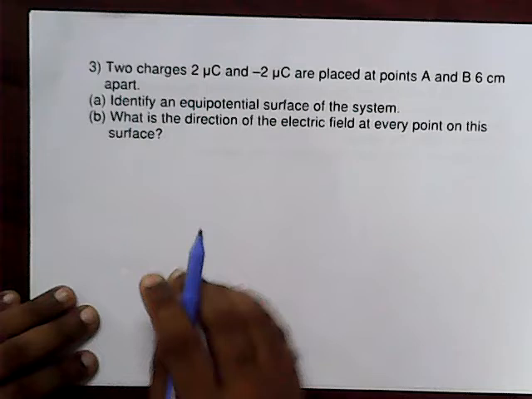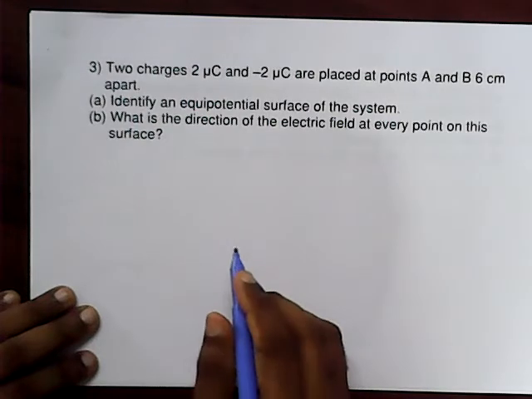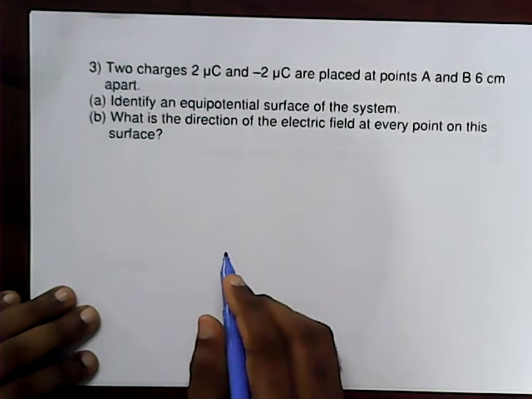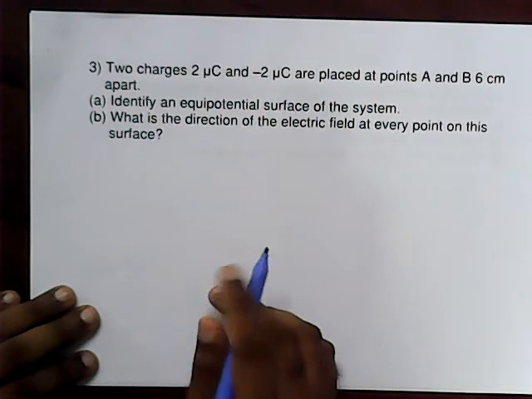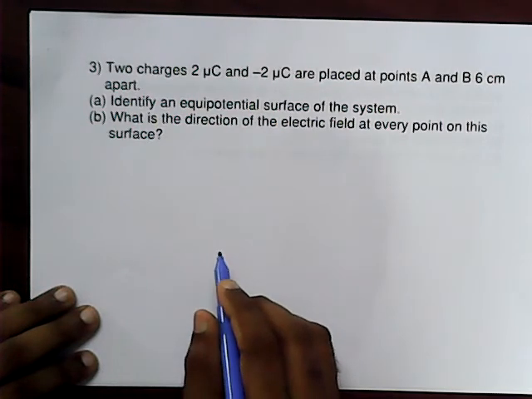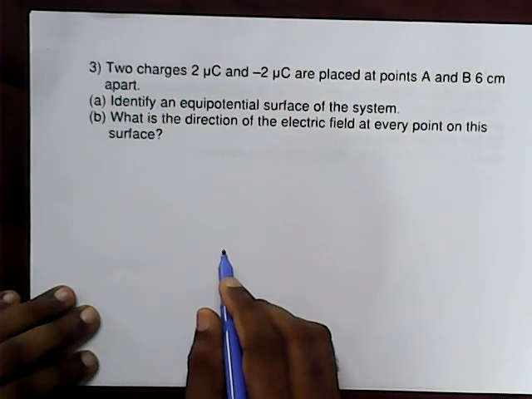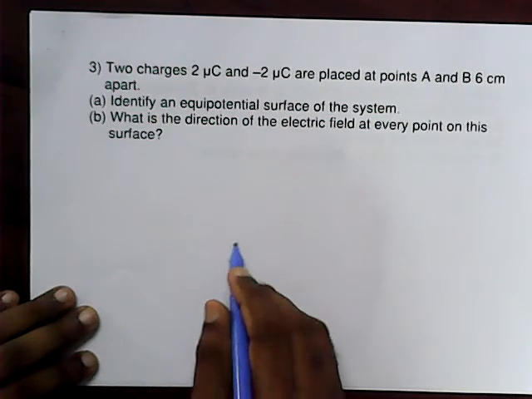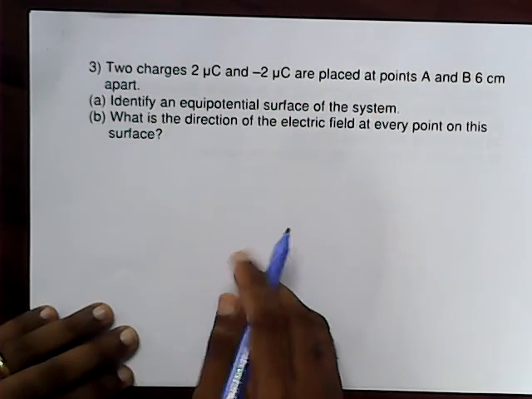The two charges, 2 microcoulomb and minus 2 microcoulomb, are placed at points A and B 6 centimeter apart. Identify an equipotential surface of the system. What is the direction of the electric field at every point on the surface?